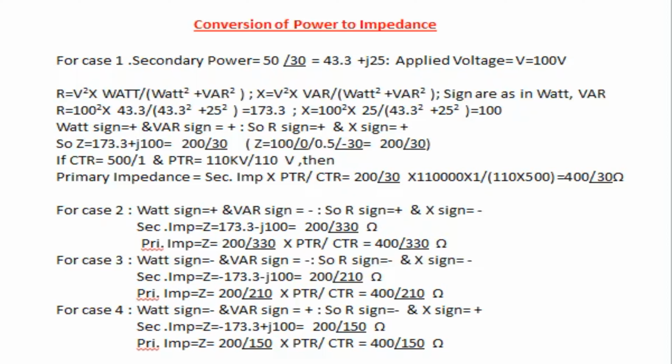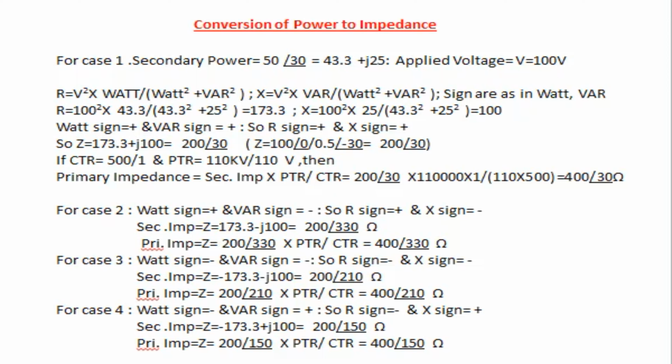Conversion of power to impedance. It is not required, but this is included in this portion. For case 1, secondary power is equal to 50 angle 30, equal to 43.3 plus J25. Applied voltage V is equal to 100 volt. R is equal to V squared into watt divided by watt square plus var square. X is equal to V squared into var divided by watt square plus var square. The sign of R and X follows the sign of watt and var.